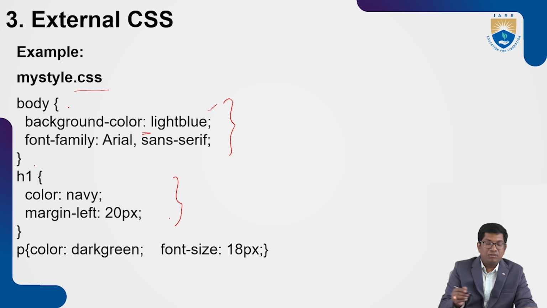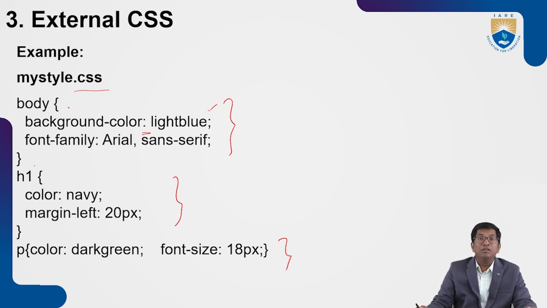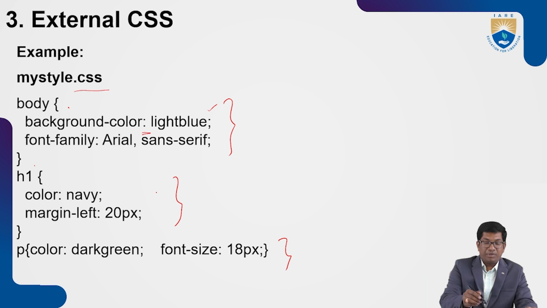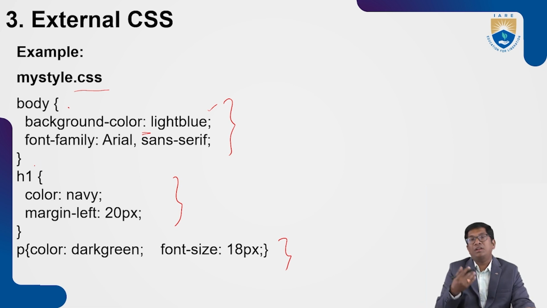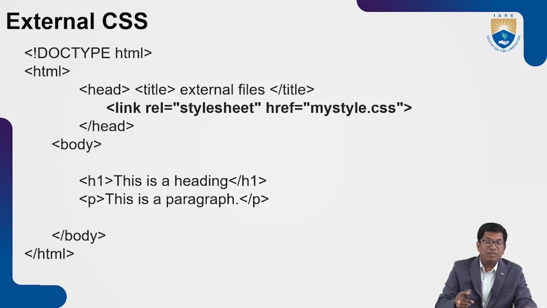For H1 and paragraph we wrote these properties. All these CSS properties we assigned are stored in a .css file, here named mystyle.css. This one CSS file you have to link to your HTML document. This is the HTML document. In the head section, the very important thing is the link.